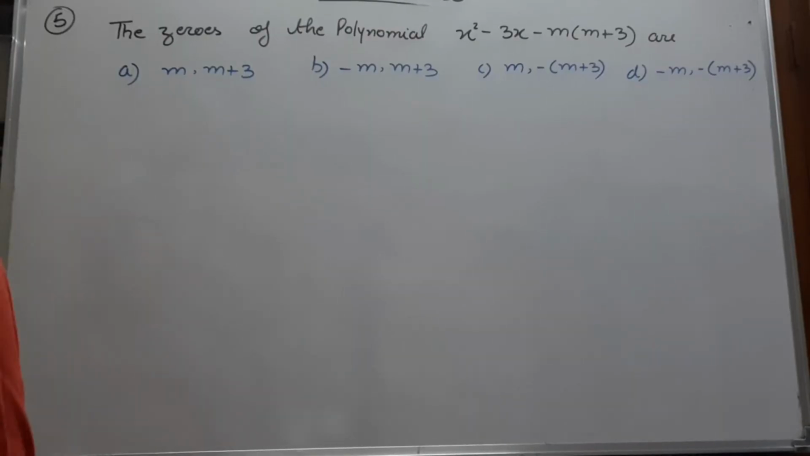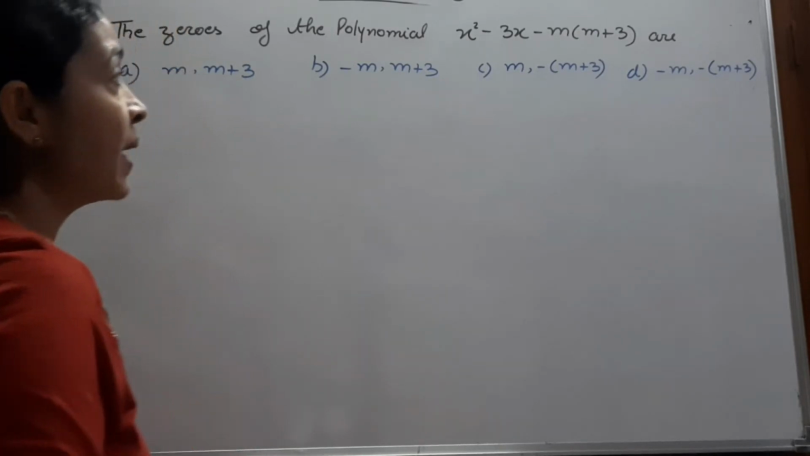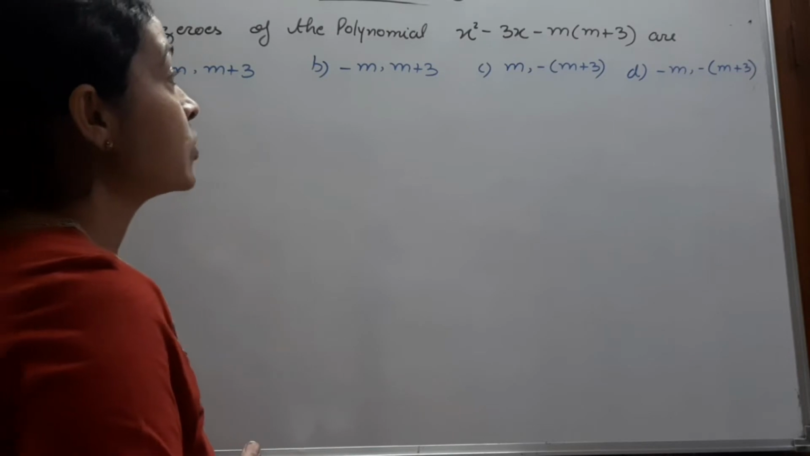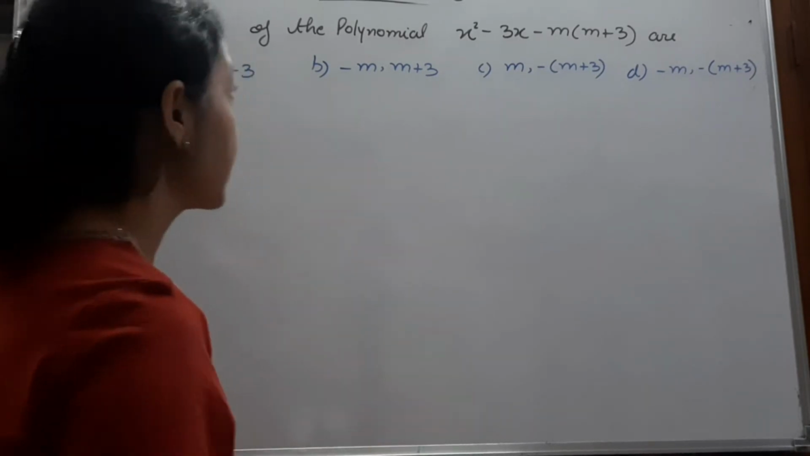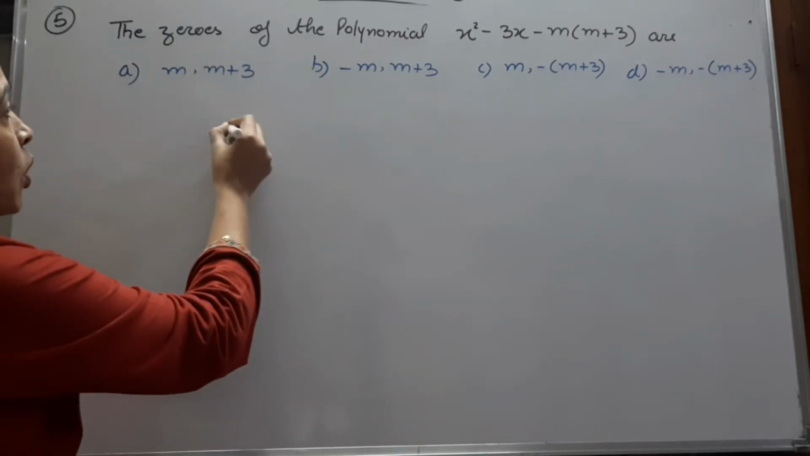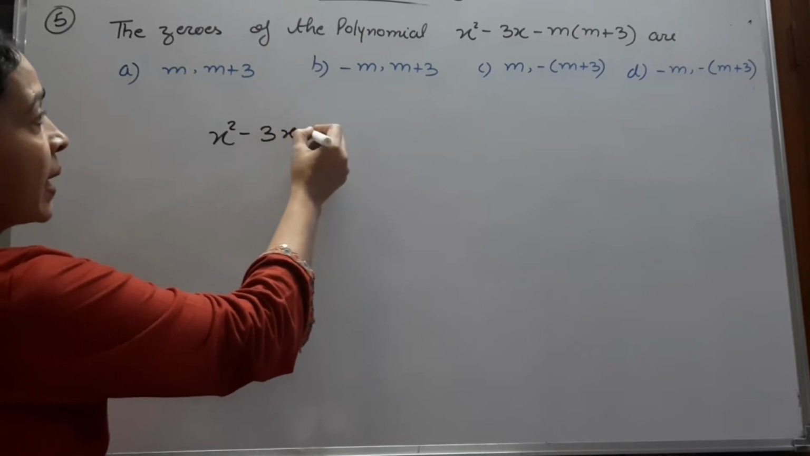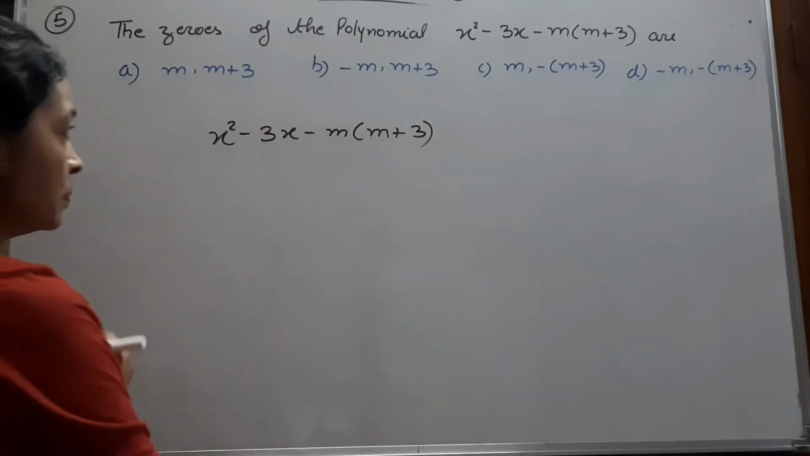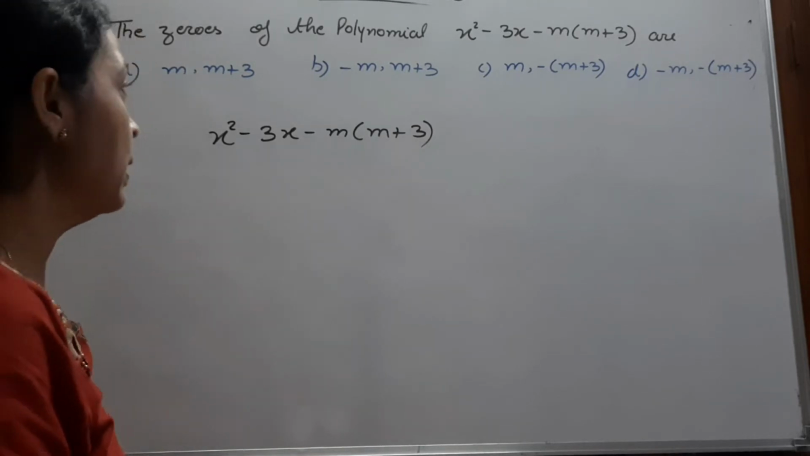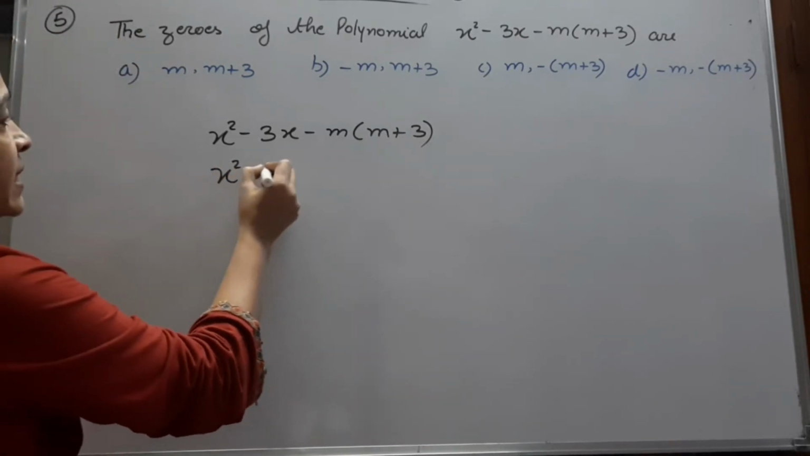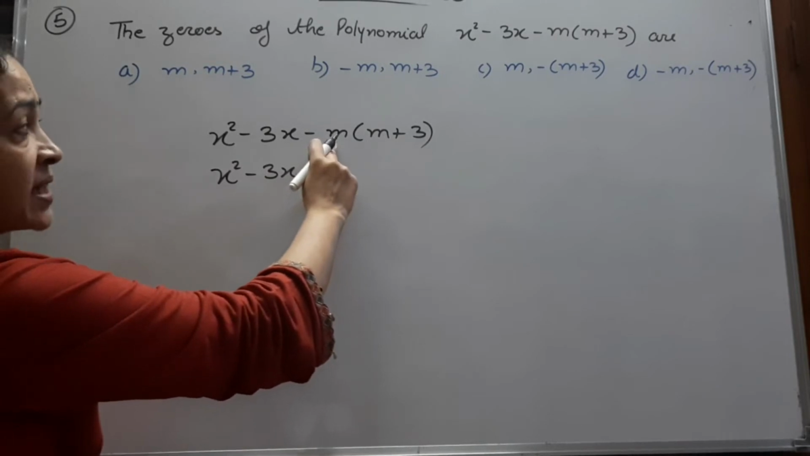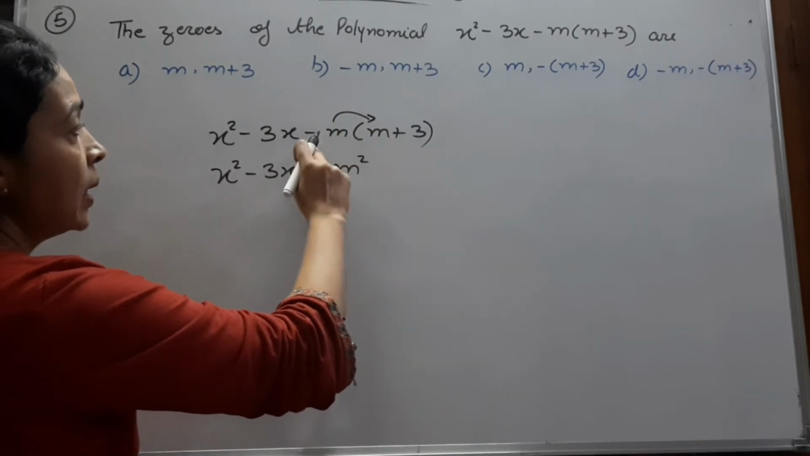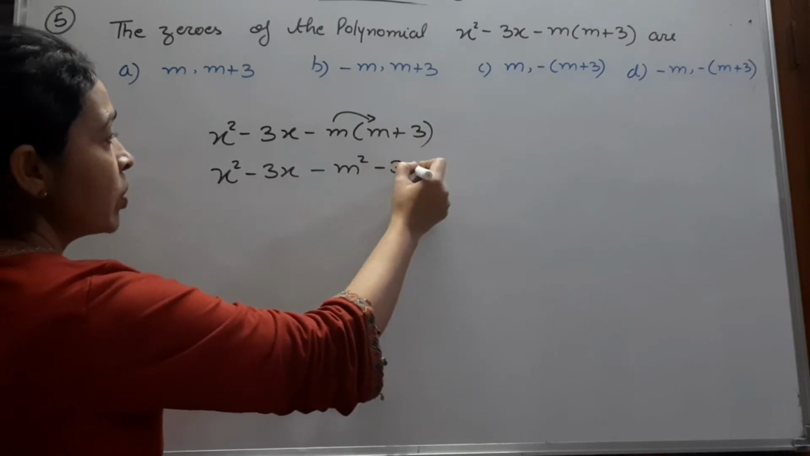The zeros of the polynomial x square minus 3x minus m into the bracket m plus 3 are? 4 options are given. Our given polynomial is x square minus 3x minus m into m plus 3. This is a quadratic polynomial. Let's simplify it: minus m into m, minus m square, minus m into 3, minus 3m.